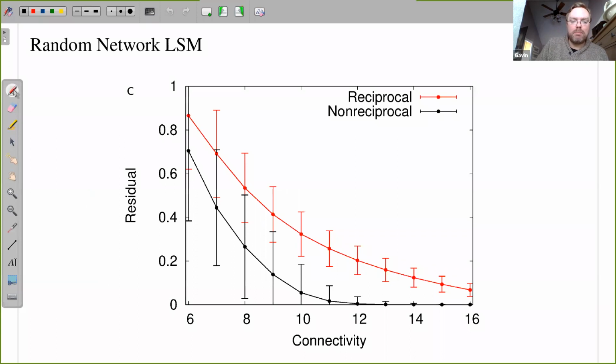So here's the residual, which is basically the sum of the square of all the differences between the theory and what we're getting from our network model, right? So how good are we at capturing this? When we have a very low connectivity, down here, we're pretty poor, right? We only have 6 connections. And I say we're reasonably poor.